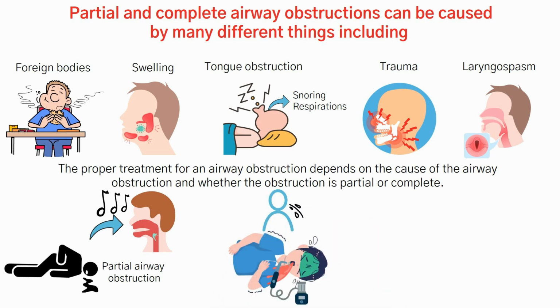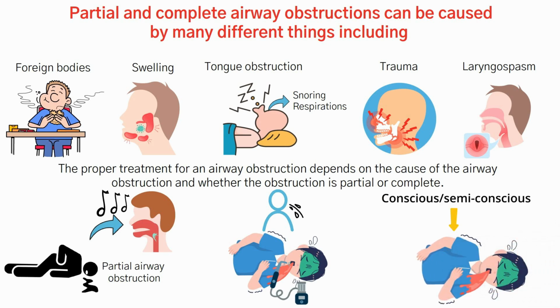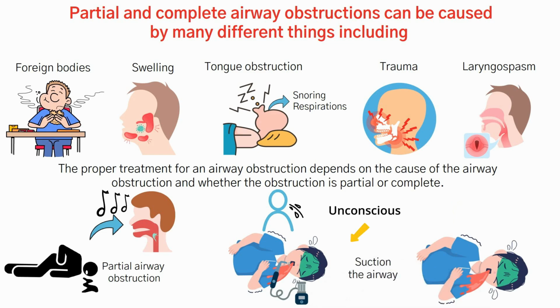If gurgling respirations are present in a patient who cannot control their airway, you should suction their airway. If the patient is able to control their airway, then you should encourage them to try to cough out the fluid on their own. If a patient is vomiting, then you should lay them on their side if they're unable to control their airway but are still conscious. If they're unconscious, then you would suction the airway.